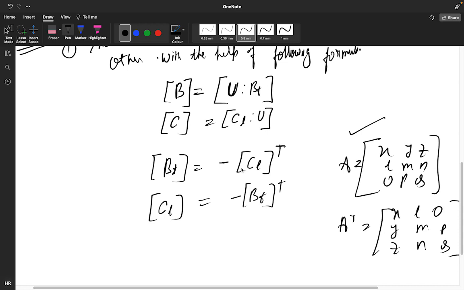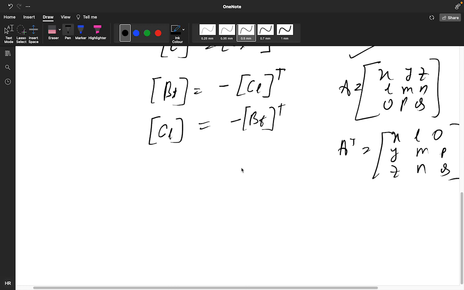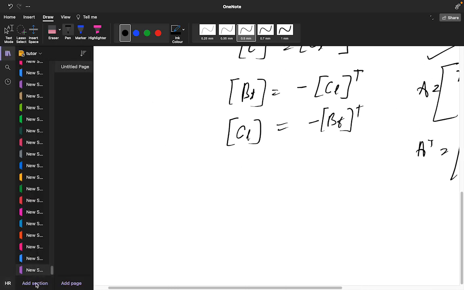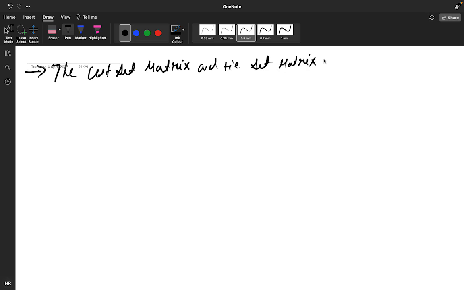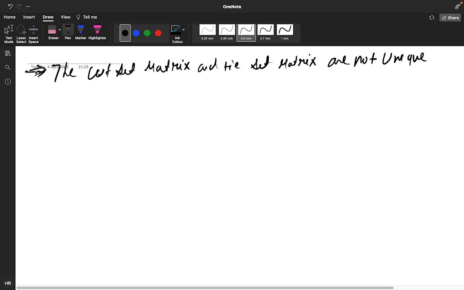The cut set and the tie set matrix are not unique for a particular graph. Write some important points. They ask questions from these points. The cut set matrix and tie set matrix are not unique. You have to see this chapter, graph theory. You don't have to focus too much before the examination. Just look over this chapter and these points.